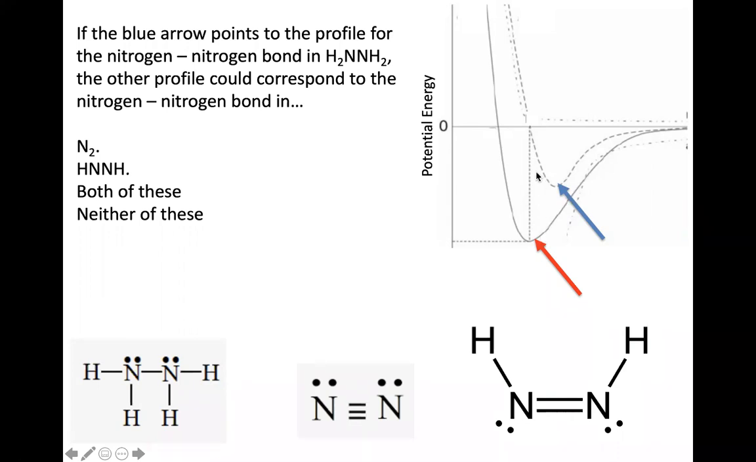Well, for one, I see that it is a deeper well. I also see that it is shifted and it's at a smaller distance. It's more to the left-hand side here. So the way I would interpret that solid line is that it is showing a stronger bond, a shorter bond, a bond with a greater bond enthalpy. So that's what I'm seeking to analyze right here.